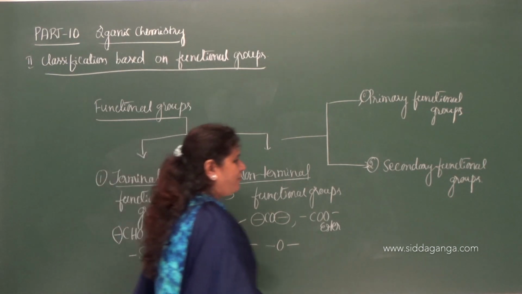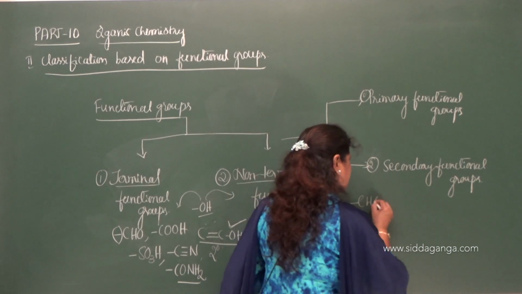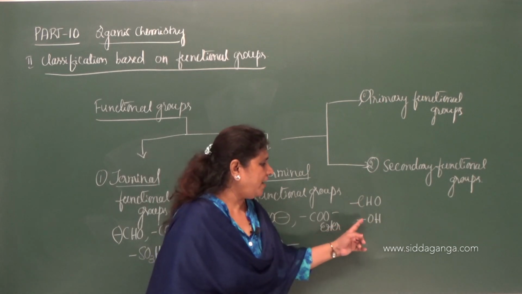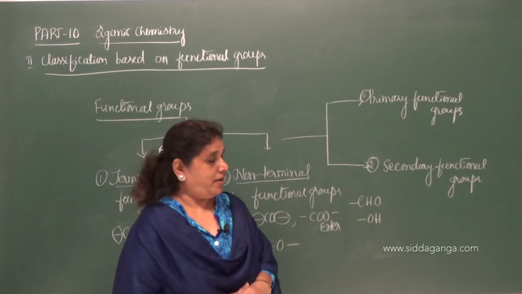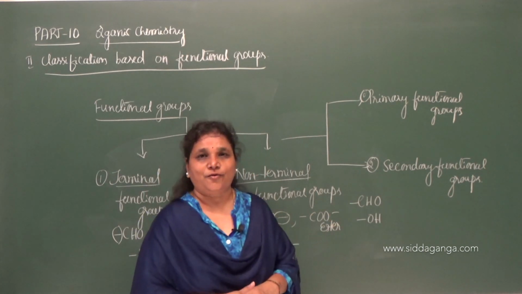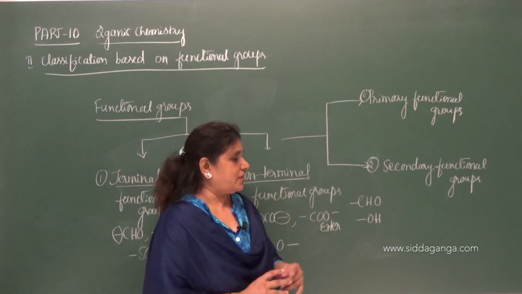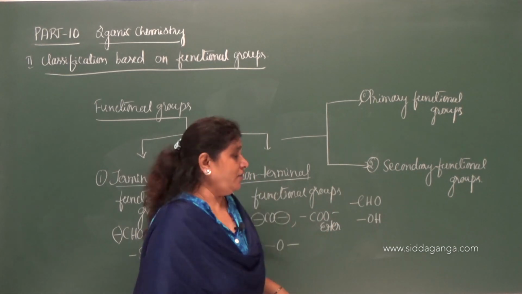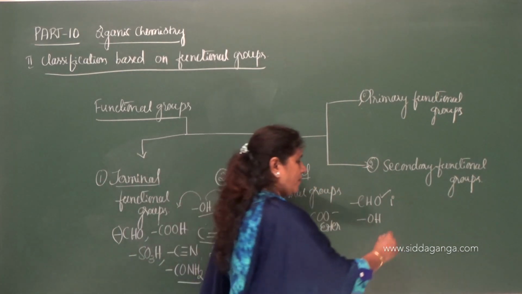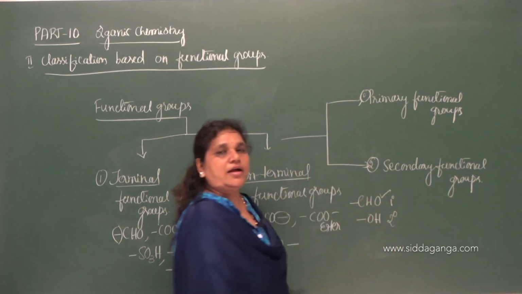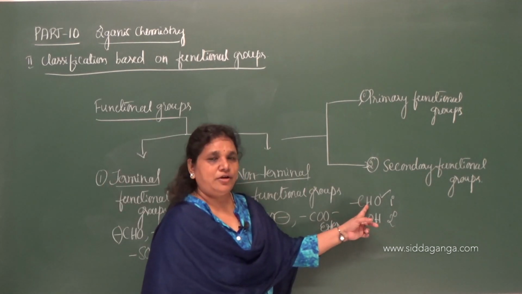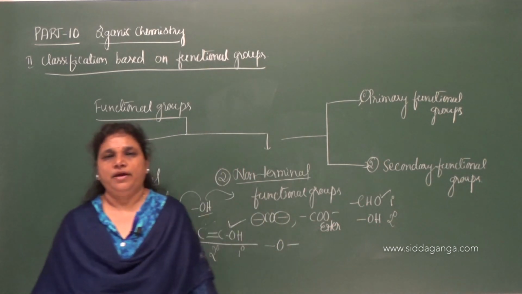Similarly, if in a given organic compound we have both the CHO group and the OH group, the aldehyde and the alcohol functional group, then definitely priority goes to CHO, meaning the maximum properties of the compound depend on CHO. Then which becomes the primary functional group? Aldehyde becomes the primary functional group and the alcohol group is the secondary functional group.